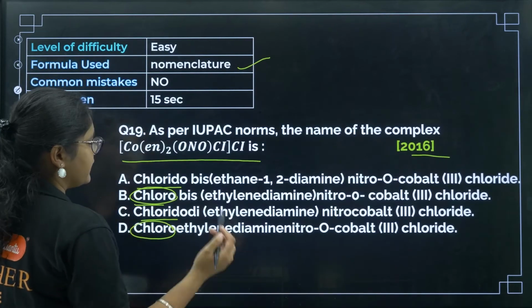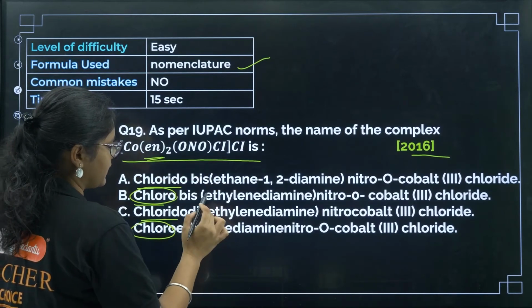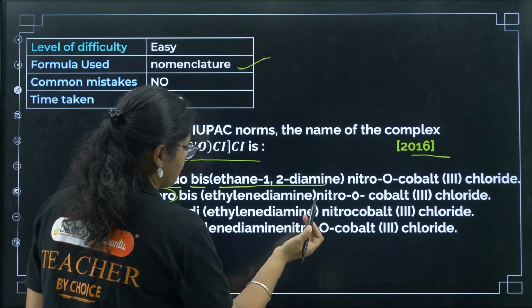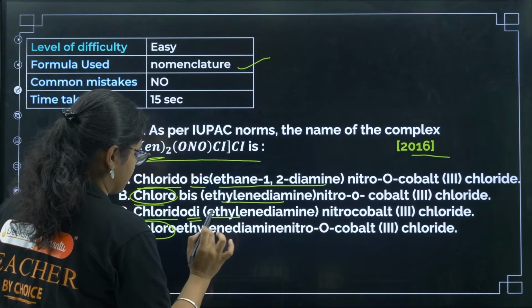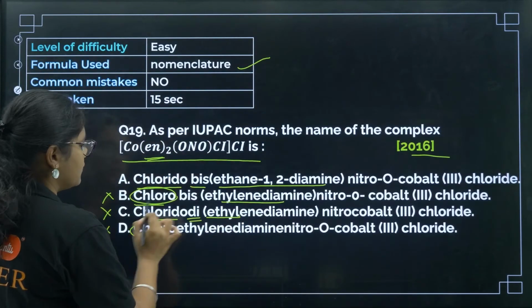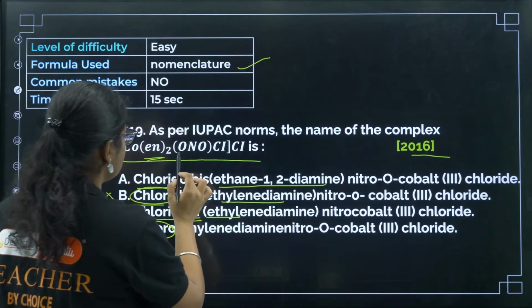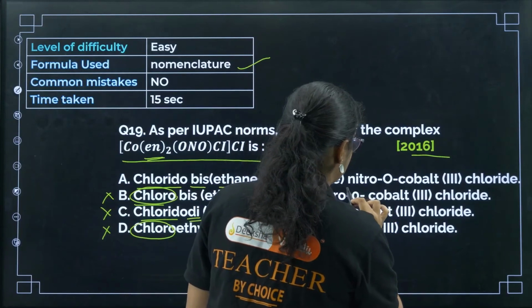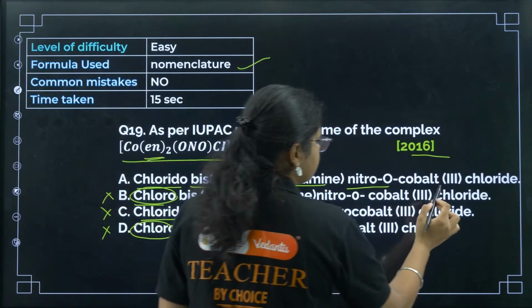Okay, fine. Next we will see that it should be bis-ethane 1,2-diamine. So we have bis-ethane 1,2-diamine, bis-ethylene diamine is not correct. Here there is di, that is also wrong. So all are wrong. Only this is the correct option. Chlorido bis-ethane 1,2-diamine, nitrito, your nitro O you can write, cobalt, then here the charge will be +3 chloride.